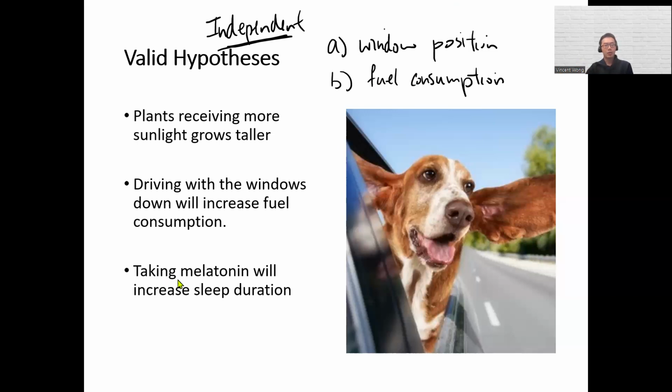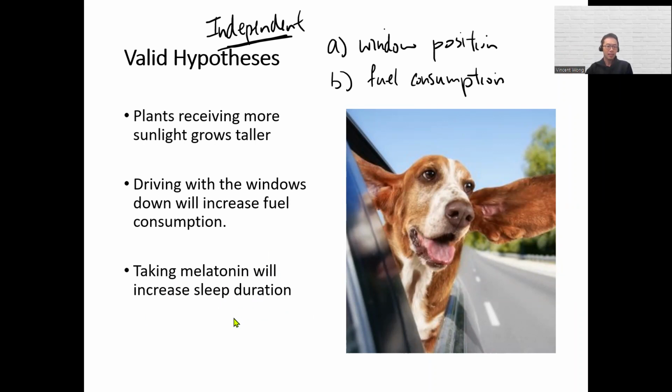Okay, we'll just do another one. Taking melatonin will increase sleep duration. So what can you control? You can control whether to take the melatonin or not take the melatonin, right? So that's going to be the independent variable, taking or not taking melatonin. And then dependent would be the sleep duration. How long did you sleep for? That's something that you have to observe. Oh, I slept for 5 hours or I slept for 6 hours. Something like that. Hopefully more than that.